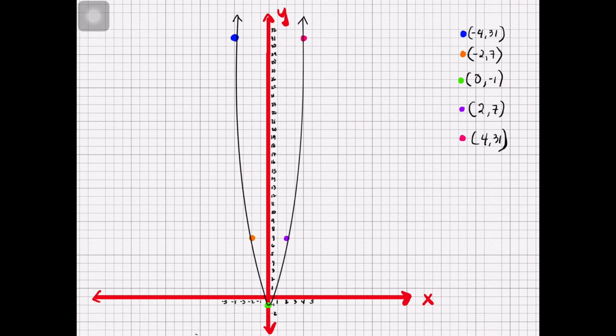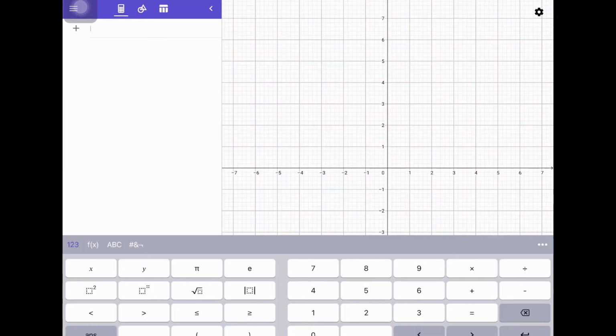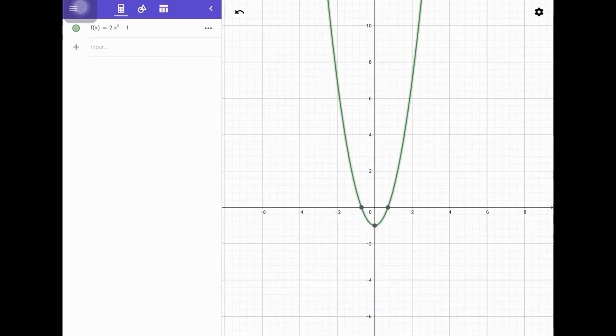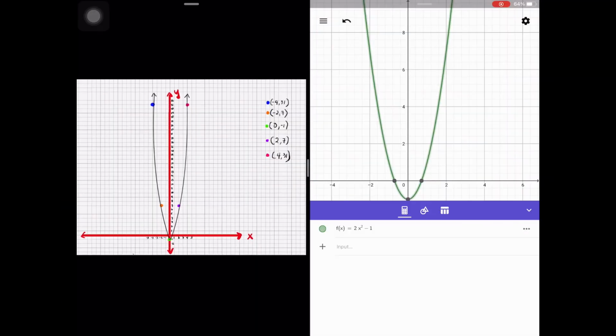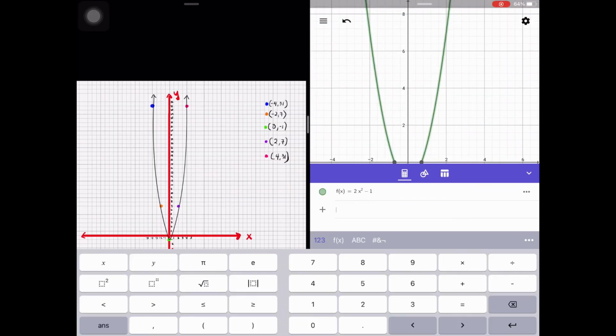Let's now compare this graph to a graph produced by a graphing calculator. So let's input our given function. That would be 2x squared minus 1. Now to verify if those solved points are correct, those points must be on the curve.